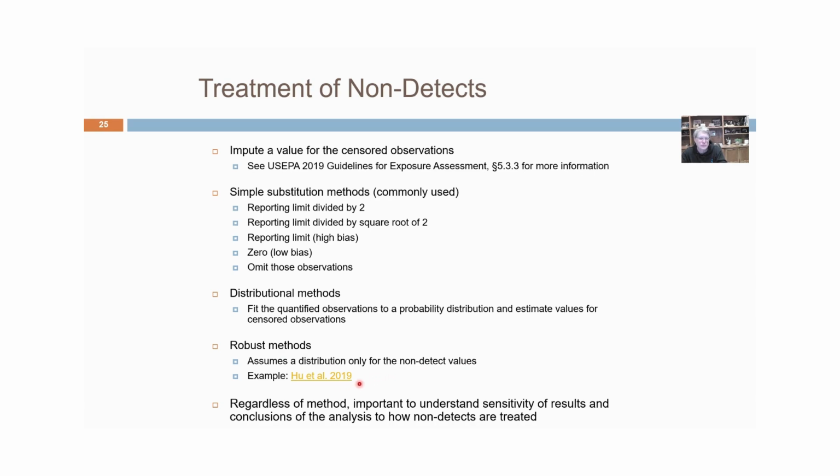An example of its application is in this paper by Cindy Hu and co-authors, including Jared Liddy, who I think you all know too. But regardless of the method, one thing that's always important is to understand the sensitivity of the results and the conclusions of your analysis to how the non-detects are treated. Right? You don't want the treatment of the non-detects defining or determining the conclusion of your analysis. That would be a flawed analysis.